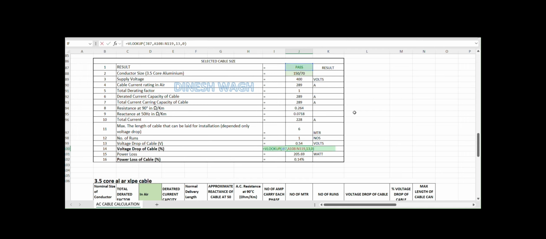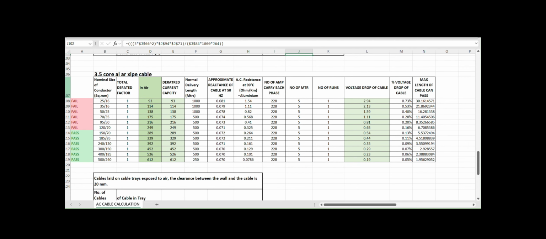Here is the formula used, and we have checked the VLOOKUP value. Power loss is 205.69 watt. Power loss of cable percentage is 0.14. For all these values, I am using VLOOKUP with this data, and this is the main master file. Here I am getting data from the datasheet and the calculations.